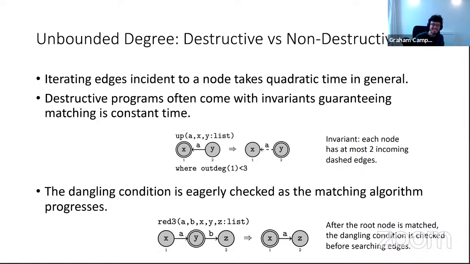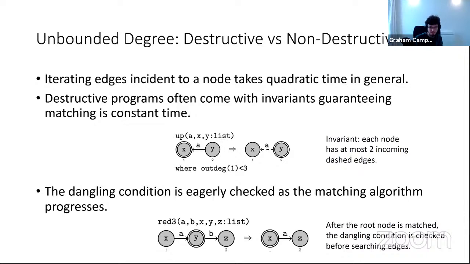So yeah, if you've got a program which has to iterate incident edges and then do that for all nodes in the graph, this is going to be a quadratic time process. So this is typically what makes non-destructive programs expensive, like DFS. Right? So this is why we need this bounded degree restriction.